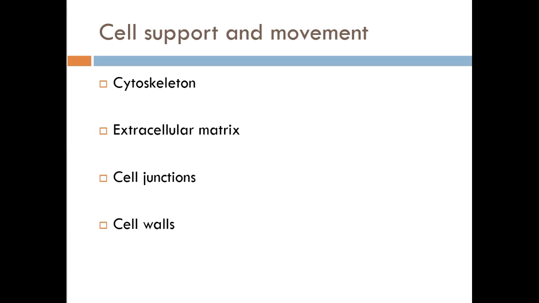So let's talk about how the cell is supported and moves. We know that cells don't have bones and things like that, but they do have this thing called a cytoskeleton, and it gives them their shape. They have extracellular matrices that hold them to other cells and make a network of cells that work together. Cell junctions, how cells communicate with each other and link to each other, and then cell walls. So let's go over some of these slowly.